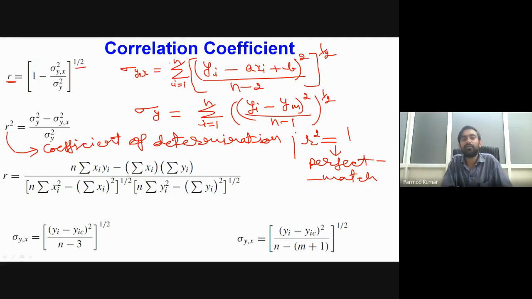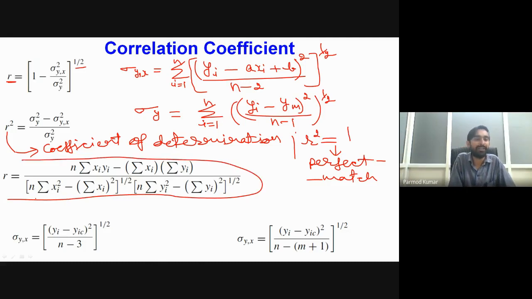Now if we want to simplify the value of r further, particularly if we have to develop a computer program, you will get this final algebraic expression for obtaining the value of r in terms of our individual data point values.